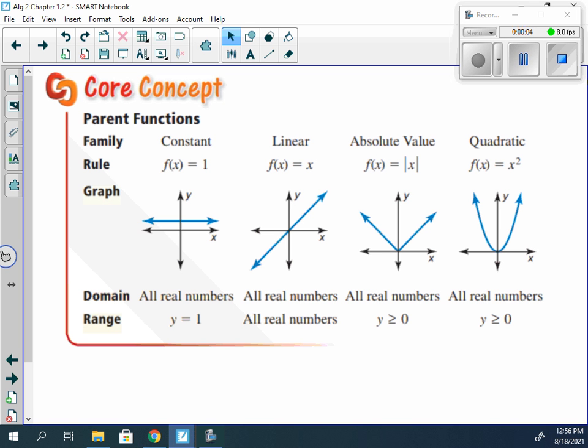Now, what we're talking about today are parent functions and transformations. Parent functions and transformations. Now, these four here are types of parent functions.